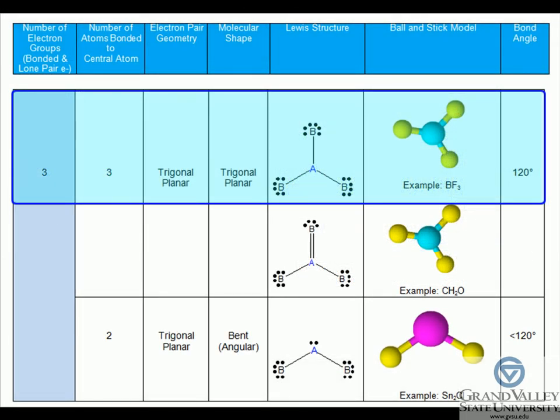Given that there are 3 electron groups around the central atom in this molecule, the electron pair geometry is trigonal planar. Since the electron groups around boron are all bonding pairs between fluorine, the molecular shape is the same as the electron pair geometry. Also, the bond angle for this molecule is 120 degrees.